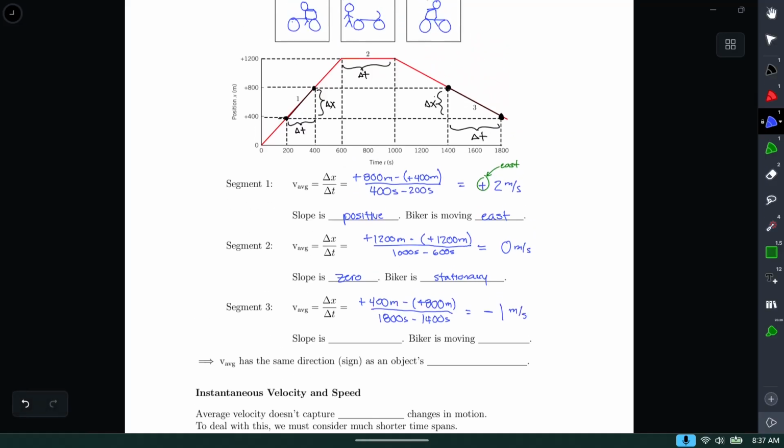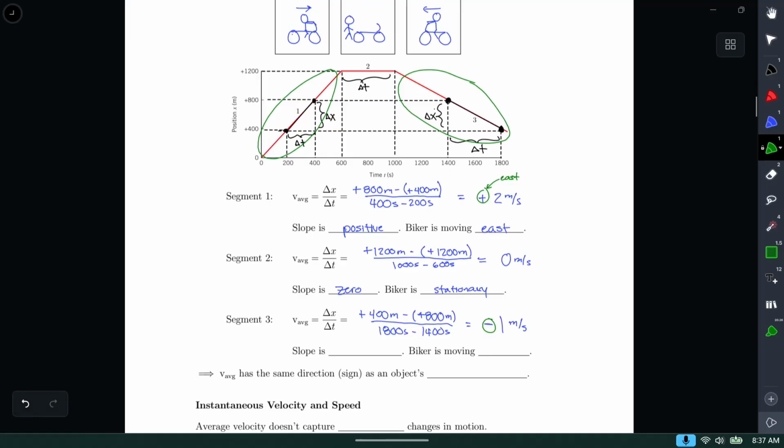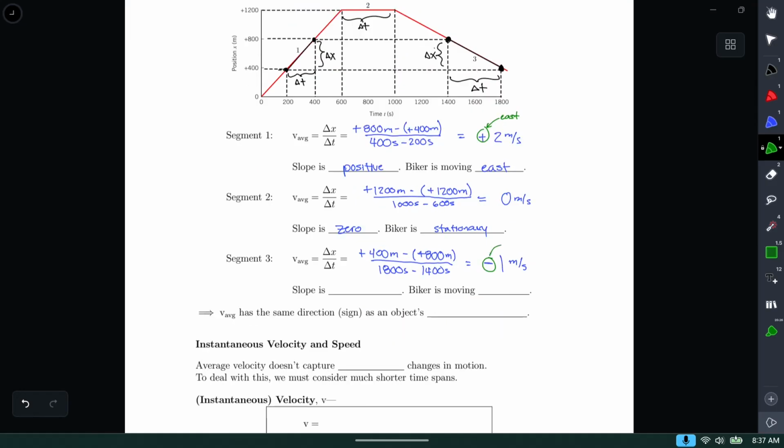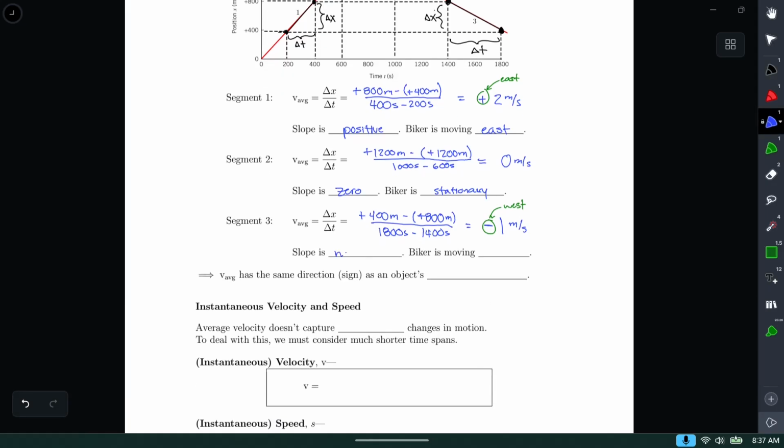And I shouldn't be surprised that it's negative, we already figured that out, that it's a negative slope. But for segment 3, it's a shallower slope than in segment 1, which we already found to be 2 meters per second. So this indicates that he is moving to the west. Because the slope was negative, he was moving west.